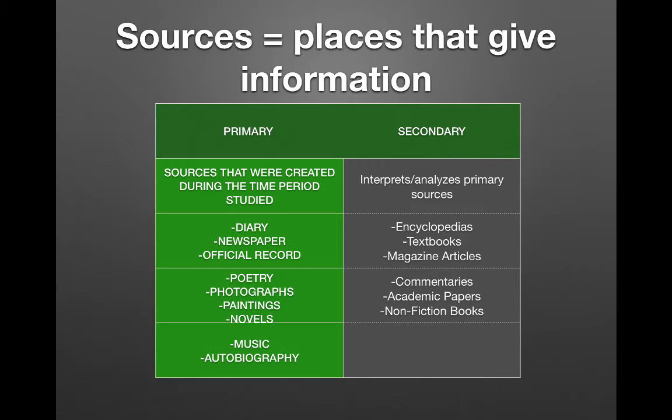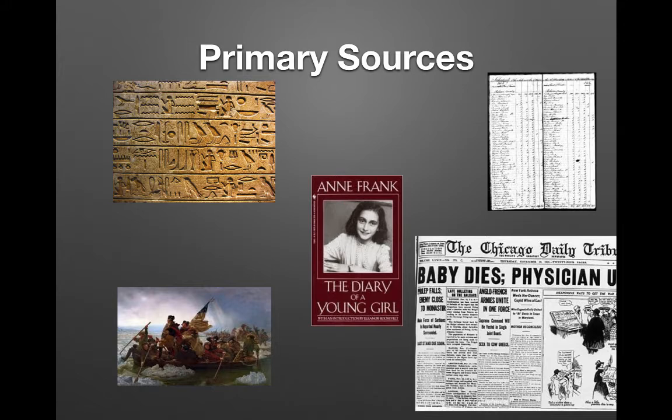The secondary sources over on the right-hand side, these are going to be things that interpret or analyze primary sources. So these are going to be things like encyclopedias or textbooks, magazine articles, commentaries, papers that you might read from an academic, so a professor, or a nonfiction book that is published about a certain topic. So again, primary sources are created during the time period, written as a first-hand account, and secondary sources are somebody else taking that information and interpreting it in their own way.